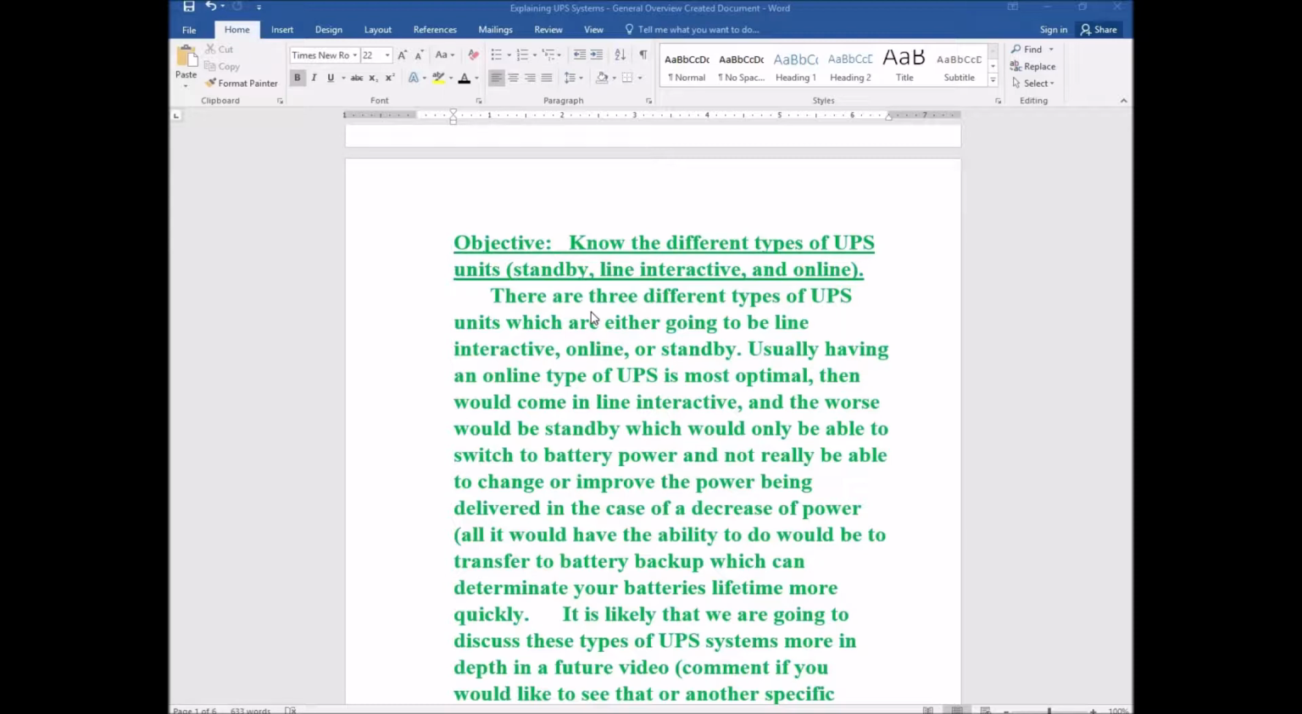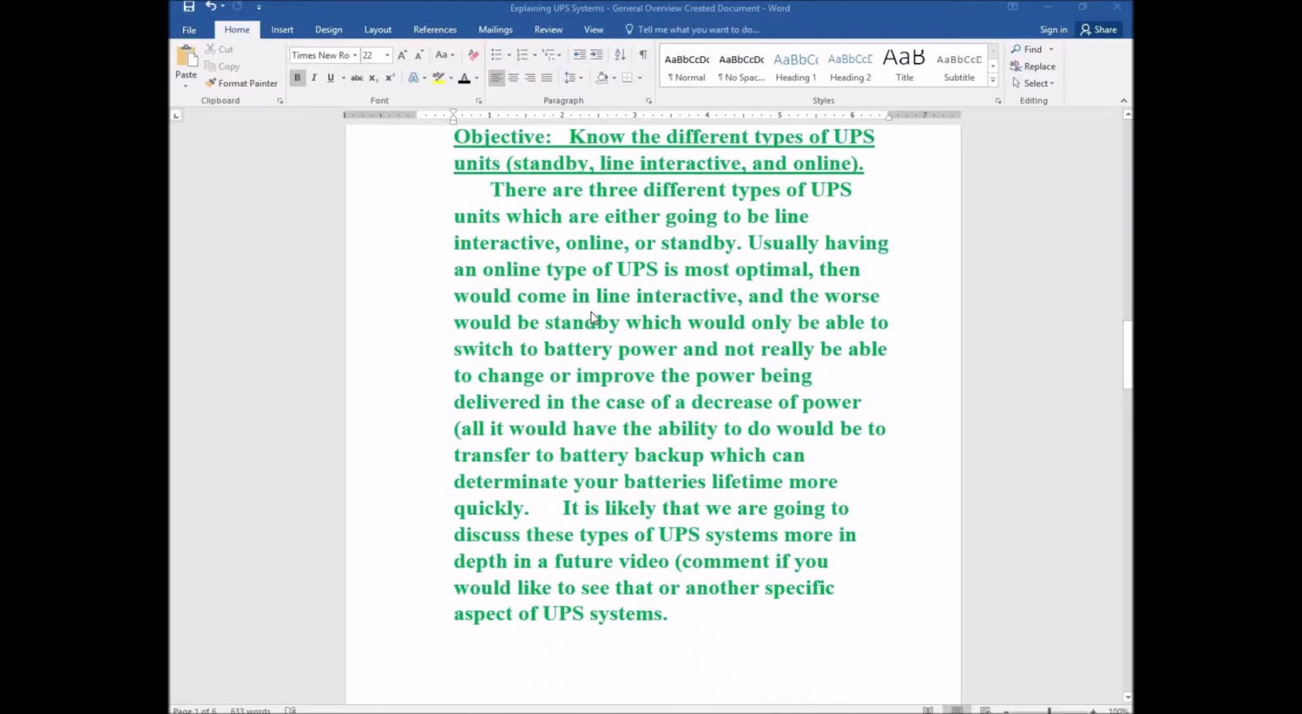to the battery power and not really be able to change or improve the power being delivered in the case of a power decrease. All it would be able to do would be to transfer to battery backup, and it wouldn't really have the ability to condition your power, which would in turn cause the battery lifetime to diminish and therefore last for a shorter amount of time, which would result in them having to be replaced more often.